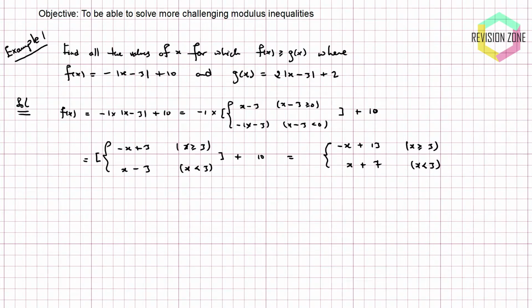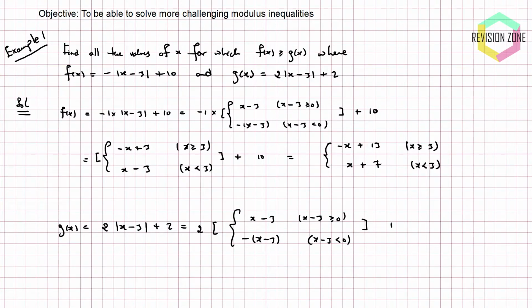We've got to repeat the same thing for g of x. So I'm going to say g of x is this thing here. And by the definition of our modulus function, I'm again going to say it's x minus 3 for when x minus 3 is non-negative, and minus of x minus 3 when x minus 3 is negative. So perhaps I should do that. And then we're going to add 2 to the overall thing this time. But obviously this still needs to be tidied up.